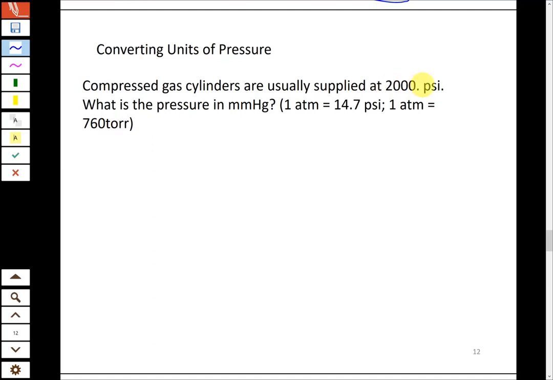So you have a 2,000 psi, or you know that if you have to inflate your car tires, that number that you go to, 30, 34, whatever, that's also in psi. That's the unit that we use a lot of times. But a gas cylinder is 2,000 psi.